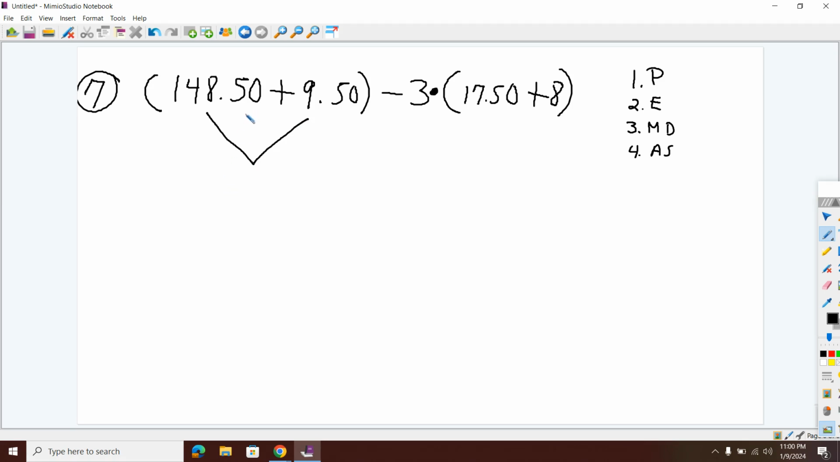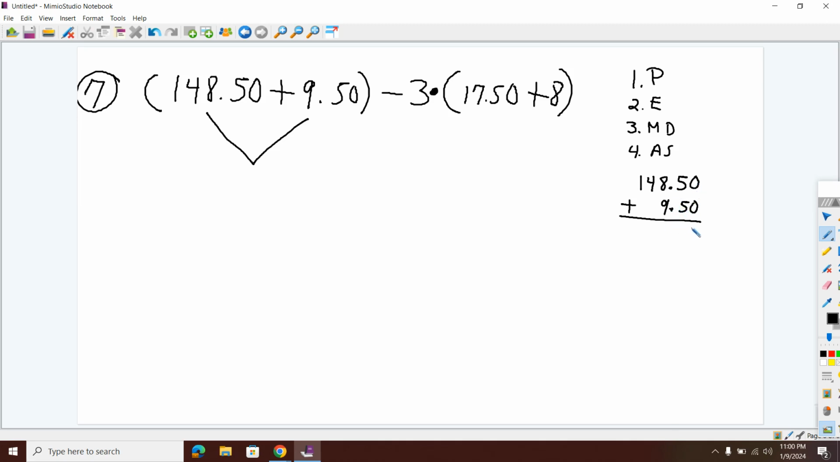Now, how do we add decimals? We line them up. So again, we go to the side, and we line up our decimals together. The tens go with tens, the hundreds with hundreds, the decimal with decimal, the ones with ones. Everything has to be nicely lined up when we're adding decimals.